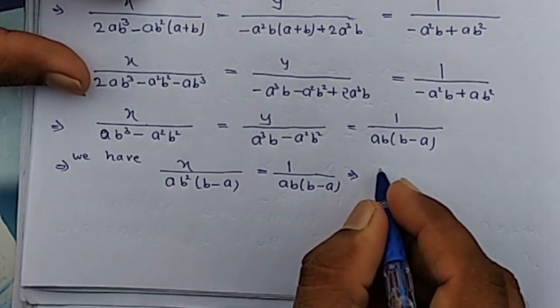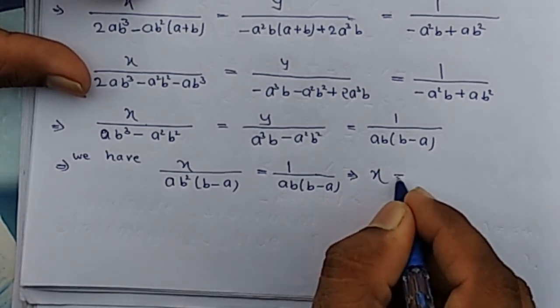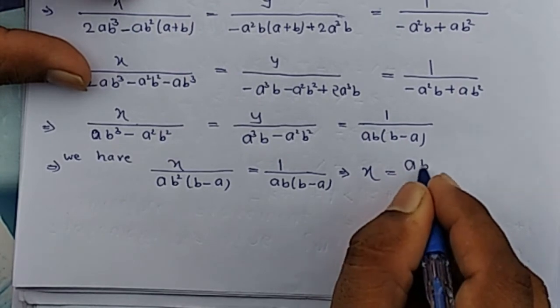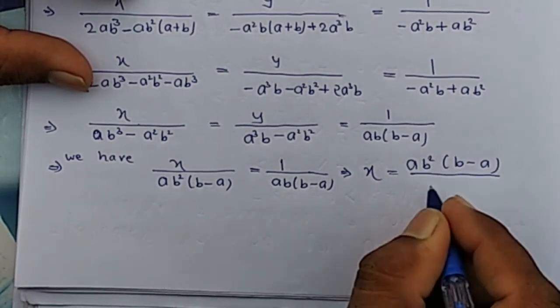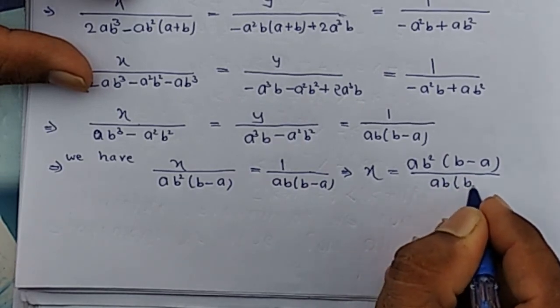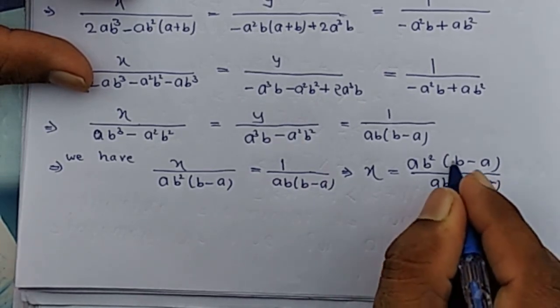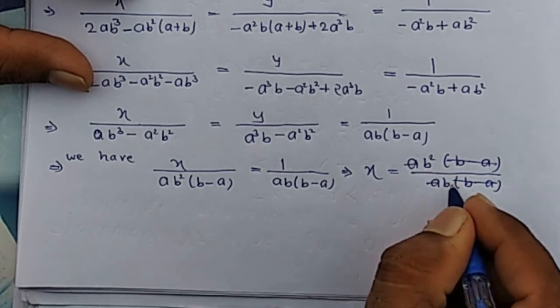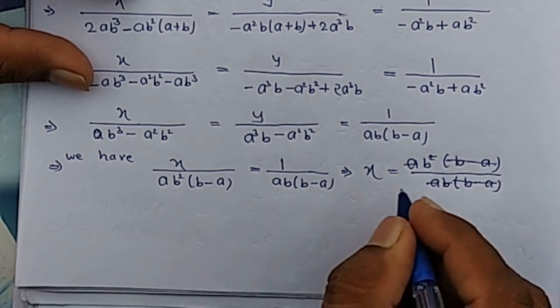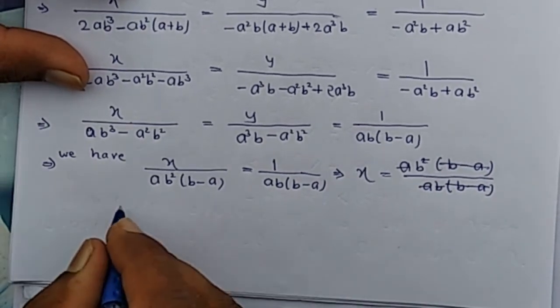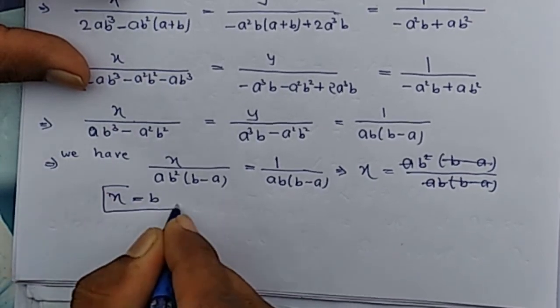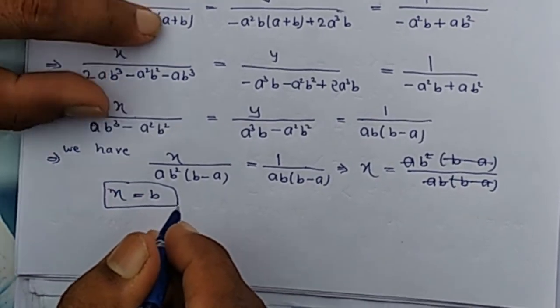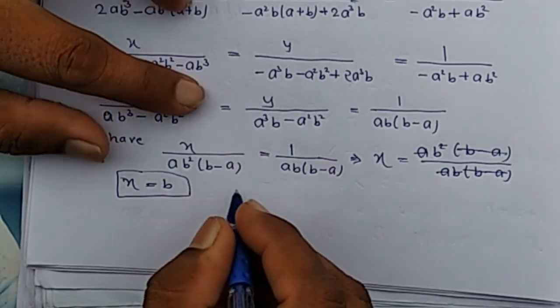Now x equal ab square b minus a by ab b minus a, cancel out, then x equal b. The value of x is b.